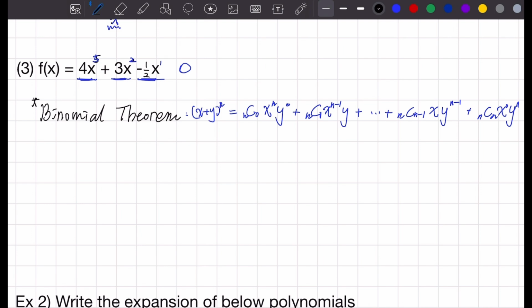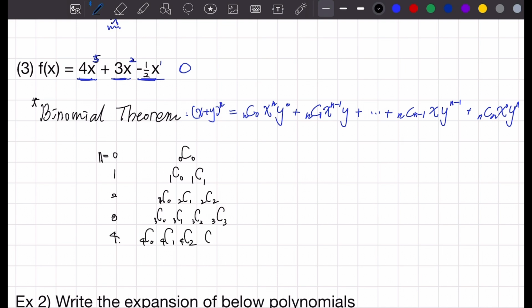So we can draw this Pascal's triangle like this. In the row of n equal to 0, it's 0 choose 0. In the row of n equal to 1, it's 1 choose 0 and 1 choose 1. In the row of n equal to 2, it's 2 choose 0, 2 choose 1, and 2 choose 2. And the row of n equal to 3, it's 3 choose 0, 3 choose 1, 3 choose 2, and 3 choose 3. And in the row of n equal to 4, it's 4 choose 0, 4 choose 1, 4 choose 2, 4 choose 3, and 4 choose 4, and so on.